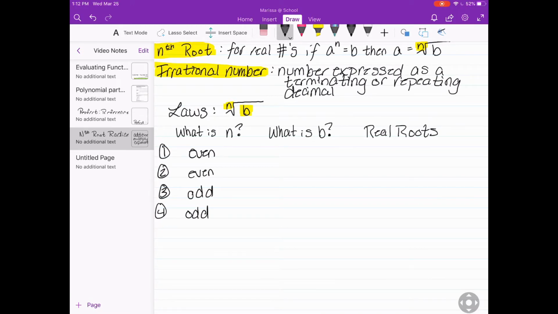So for the first one, we're going to finish filling that one in. If n is even, so that top value is even, and b on the inside is greater than 0, then you're going to have a positive and a negative real root. So you'll have 2 real roots, 1 positive and 1 negative.